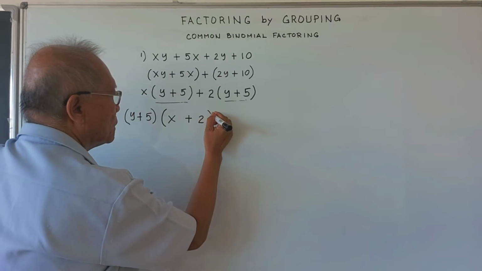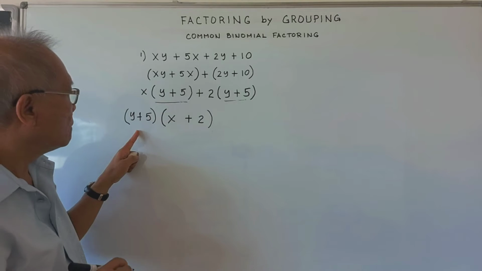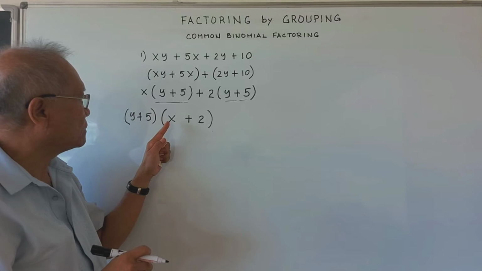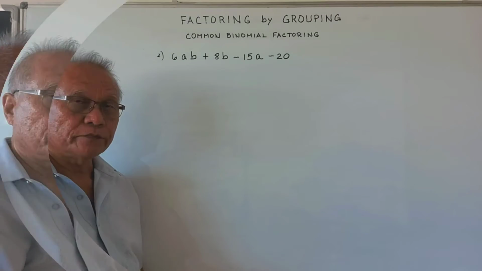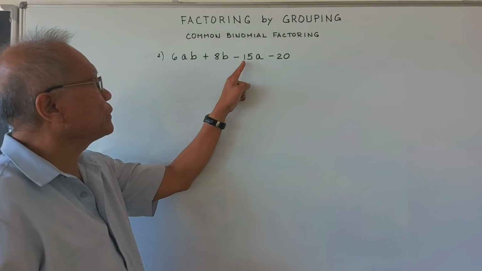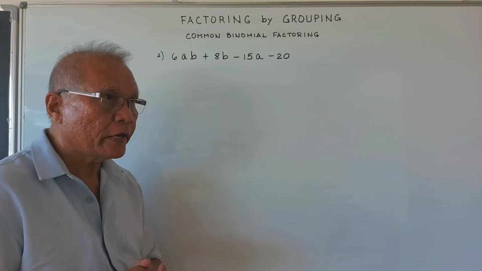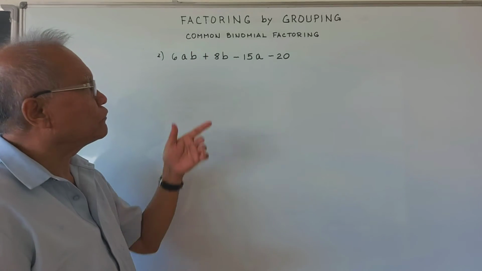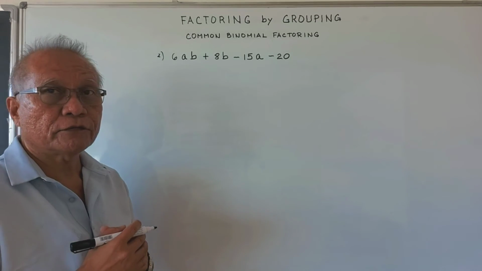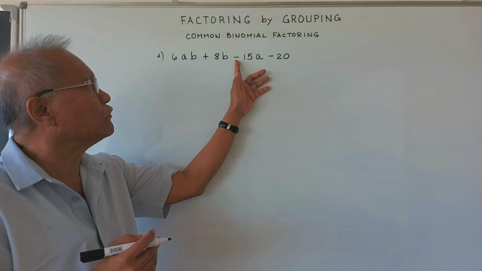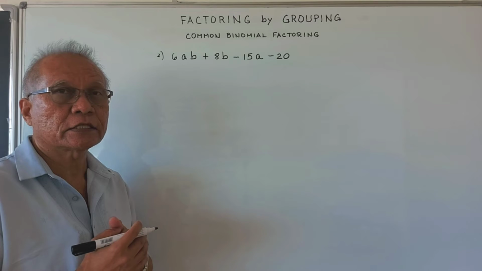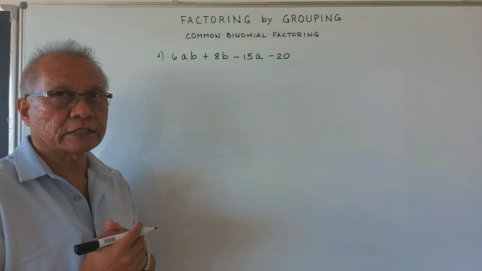Okay, so this is our factors of this polynomial: y plus 5 times x plus 2. Example. Now, we again count the number of terms. We have 1, 2, 3, 4. So if we have 4 terms, see to it that you have a common monomial here and a common monomial here. Class, be careful of the signs of the second group because we have a negative here. Remember, like signs in multiplication give positive, unlike signs give negative.